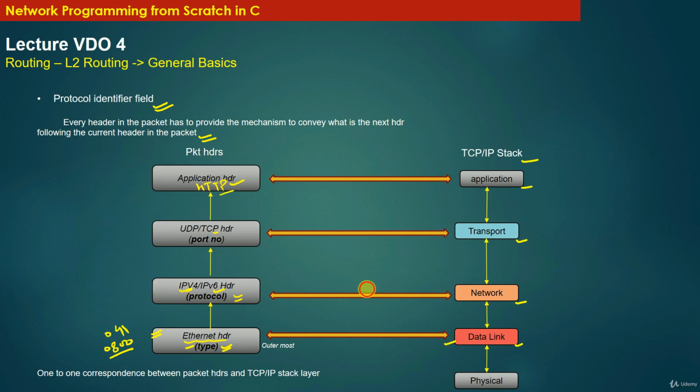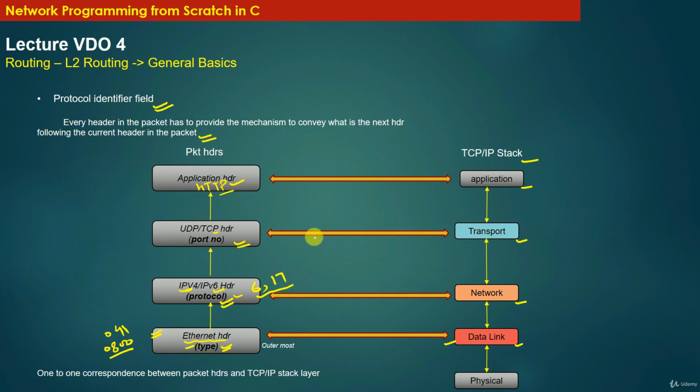Similarly, in the network layer headers, there is a field called the protocol field. The value of this protocol field determines which transport layer protocol you are running. So if the value of this protocol field is 6, it means that the transport layer protocol is TCP, and if the value of this protocol field in the IPv4 or IPv6 header is 17, it means that the transport layer protocol operating is UDP. So these are standardized values to identify the protocol running in the next layer.